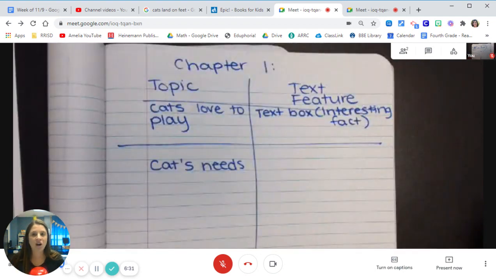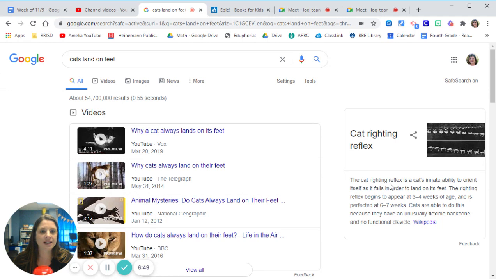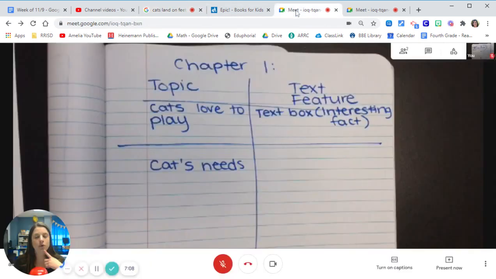So something that I haven't talked about is something I looked up. I had heard that cats always land on their feet. Have you heard that before? That if a cat jumps off of something or falls, they always are able to flip and land on their feet? I had heard that too, and I wasn't sure why or how. And so I looked it up, and it says that they have a righting reflex, to get them right side up. And it begins at 3 to 4 weeks old. And they're able to do this because they have an unusually flexible backbone. So I thought that was really interesting. So that might be something that I can include.